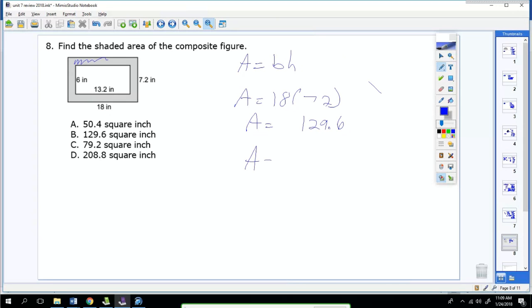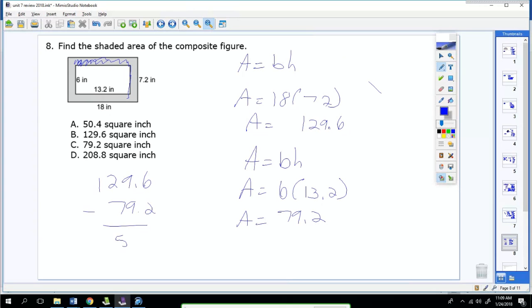So now I need to find the area of the small rectangle inside using the same formula. So inside they have a dimension of 6 by 13.2. So I'm going to do 6 times 13.2, and you get 79.2. So that means the area inside is 79.2 and the entire thing is 129.6, but I don't want that. I just want the shaded part around it. So what I'm going to do is subtract it. So I'm going to do 129.6 minus 79.2, and you get 50.4, which the answer choice is A.